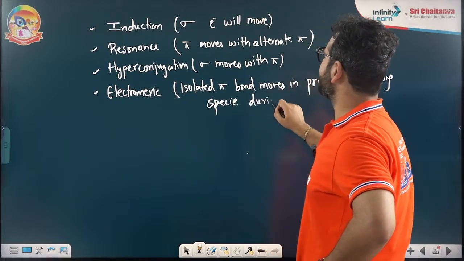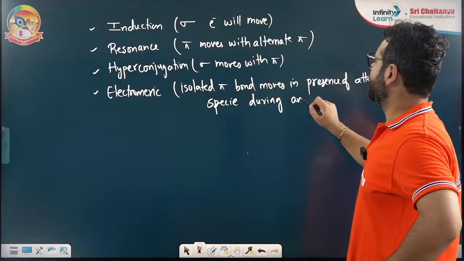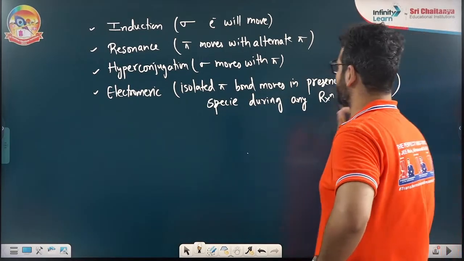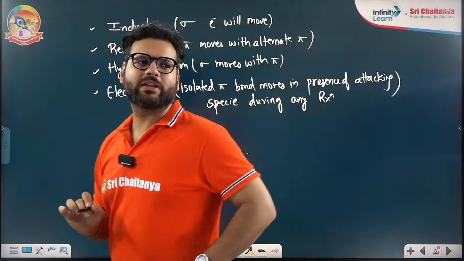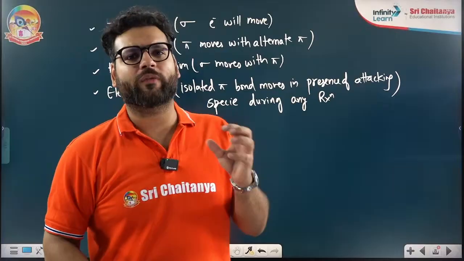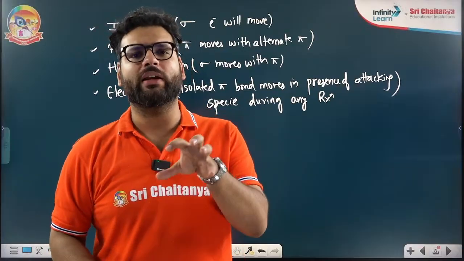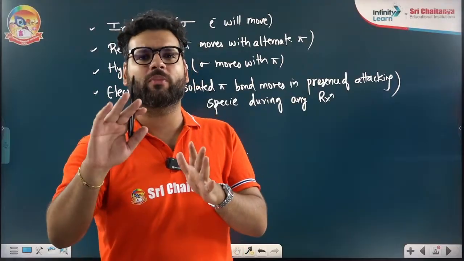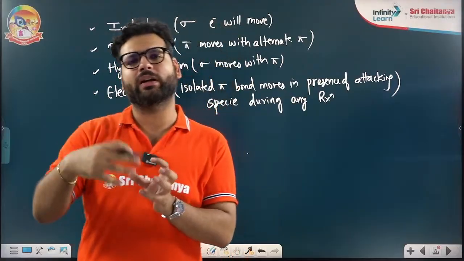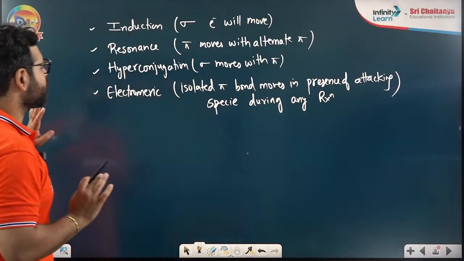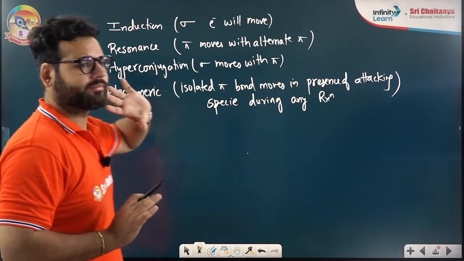During any addition reaction, or any reaction you can write, mostly it will be an addition reaction. So when you study addition reactions, whenever an electrophile comes to attack or whenever a nucleophile comes to attack, then there will be a pi bond which will shift from between two atoms to one of the atoms. Electromeric effect first I'll show you, then the rest of the three we'll study.